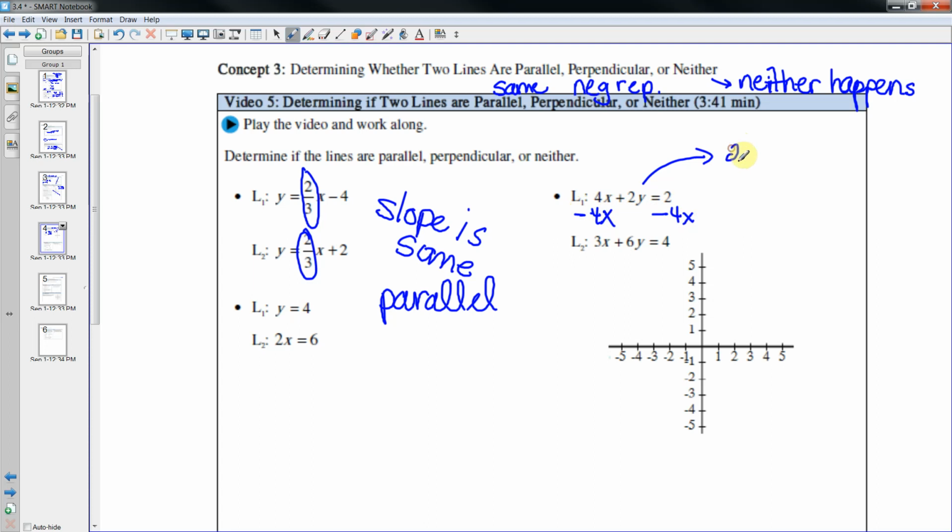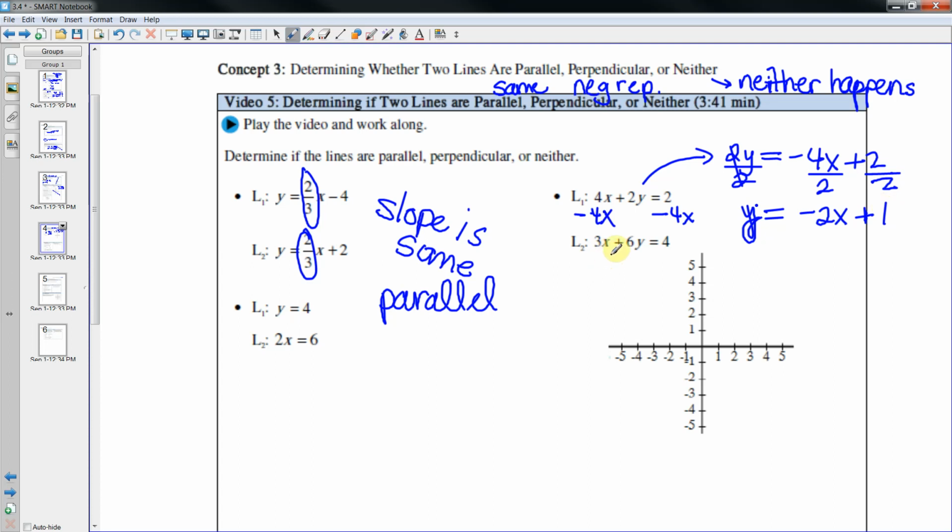So that's going to give me 2y equals, I'm going to write the x part first, and so it's negative 4x plus 2. Divide everything by 2. So y equals negative 4 over 2, which reduces to negative 2x. 2 divided by 2 is a plus 1.